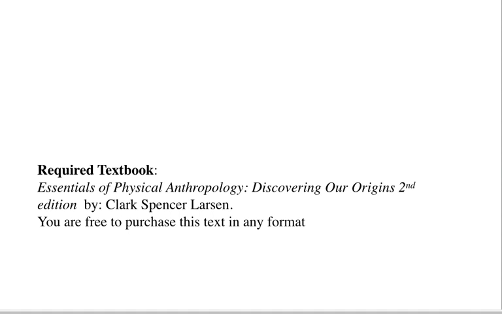As far as required reading, we have one required textbook. It's called The Essentials of Physical Anthropology, second edition. You will find this in a bookstore, or if you want, you can rent it online. You can buy it off someone else. You can see if you can get it in a 3-ring binder format. I don't care what format you get it, as long as you get this reading. We will be using it extensively throughout the semester.